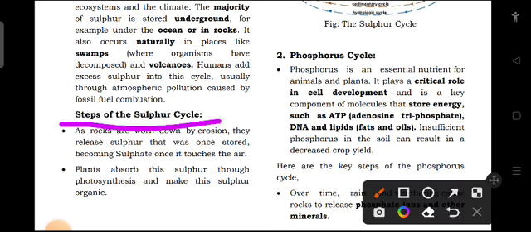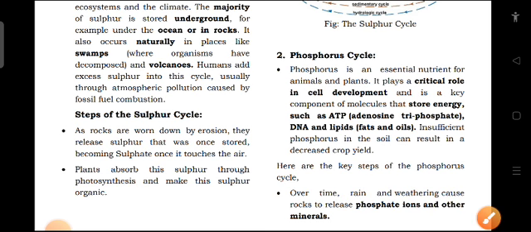First, as the rocks are worn down by erosion, they release sulfur that was once stored, becoming sulfate once it touches the air. So sulfur is released from the rocks. It will become sulfate after it touches the air. Now plants absorb this sulfate through photosynthesis and make it organic. So sulfate is absorbed by plants during photosynthesis. Then that particular compound will become organic.